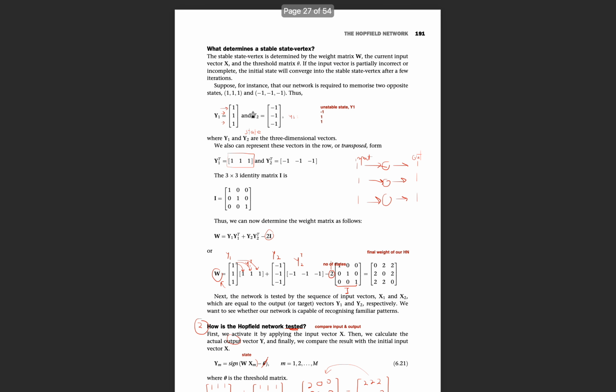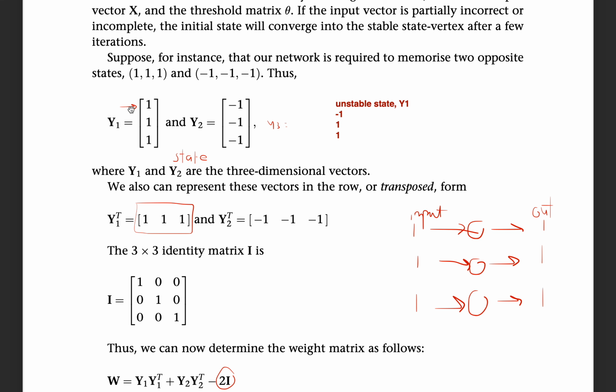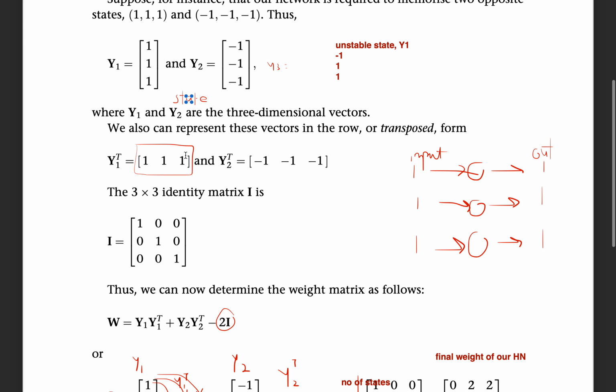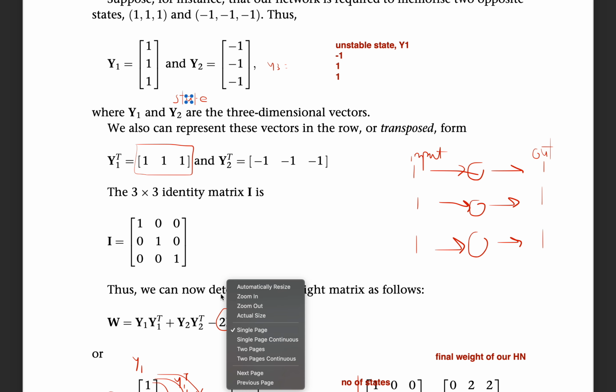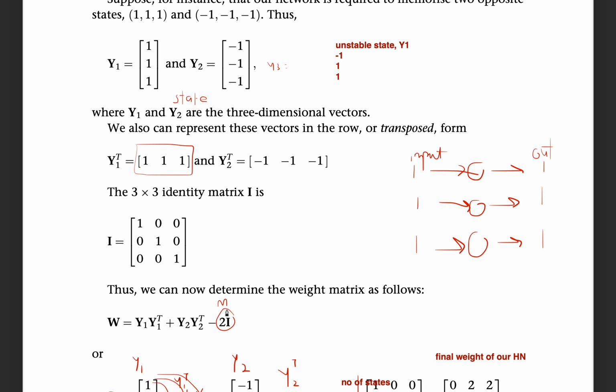For example, here we have state 1 and state 2, Y1 and Y2. So we have 2 states. Y1 is 1, 1, 1. Y2 is negative 1, negative 1, negative 1. So just now I said that weight is equal to Ym, or input, times input transpose, and then if we have 2 inputs or 2 states, we must add those 2 inputs and then minus M. M is the number of states times the identity matrix. The identity matrix is this one. So how do we determine the identity matrix?